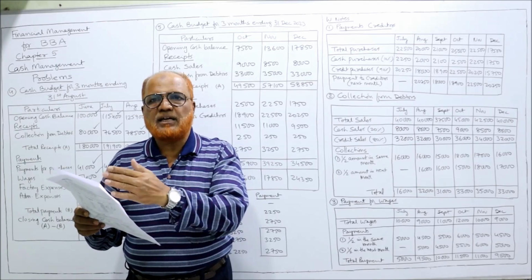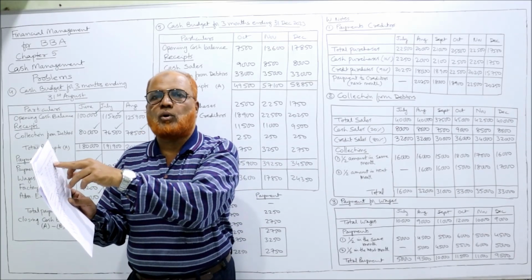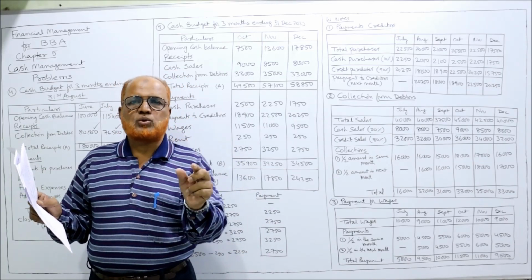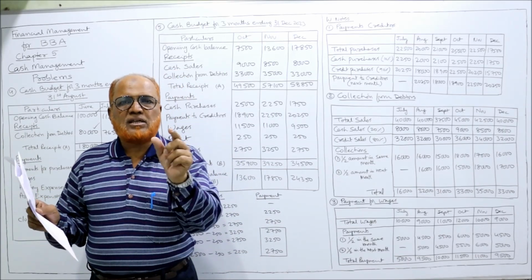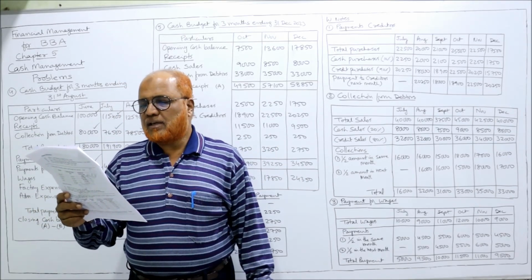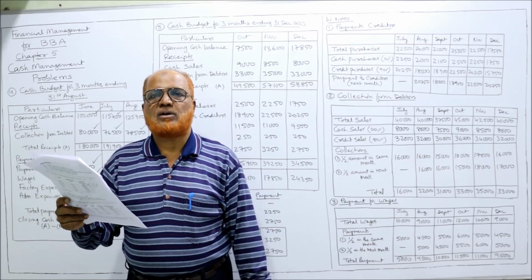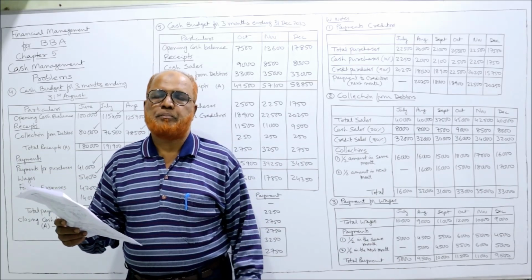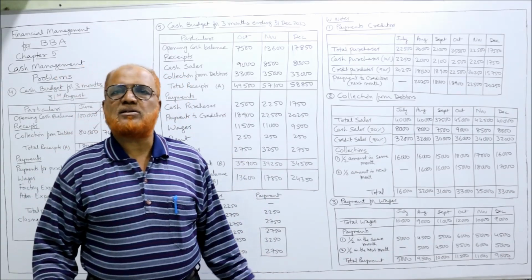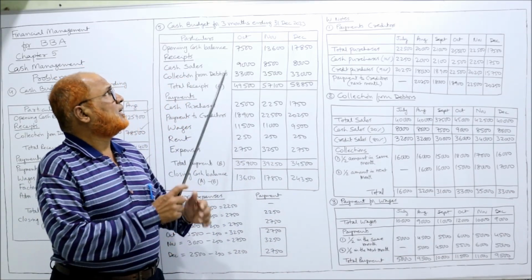So after deducting rent, like 2,500 total expenses minus 250, 2,500 minus 250 is 2,250. This 2,250 will be paid in the next month. The cash balance may be assumed to be 7,500 on 1st October. Beginning of the period, our cash balance 7,500. That's all. Now, carefully see here.